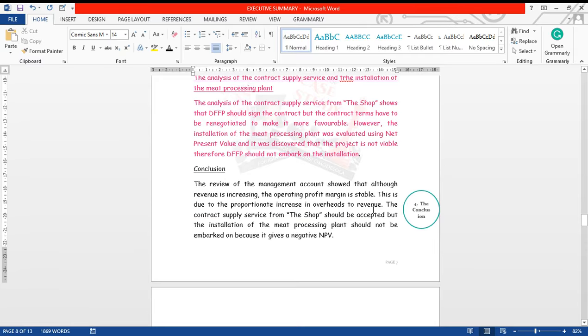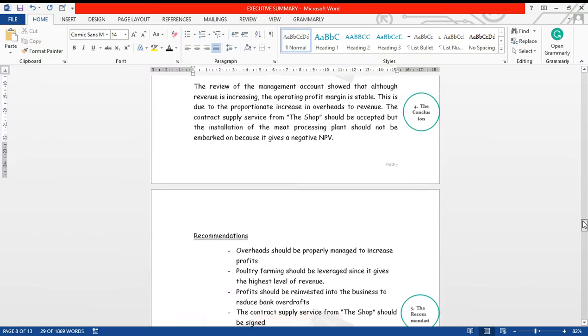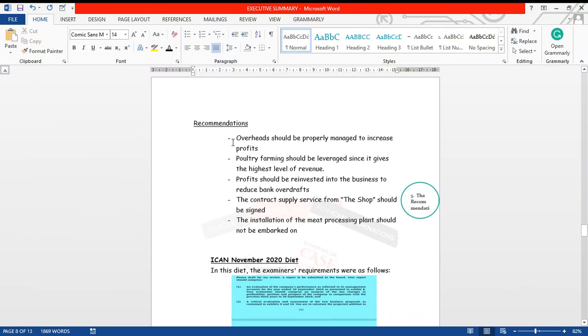But because I didn't do heading by heading here, I merged my recommendation and conclusion together. I talked about the first one, that's the overhead, the profit margin. Then I talked about the second one, the contract supply and meat processing plant. I merged my conclusion, and I also merged my recommendation as well. So recommendation should be done bullet point by bullet point. That's just how the executive summary of an external report should look.